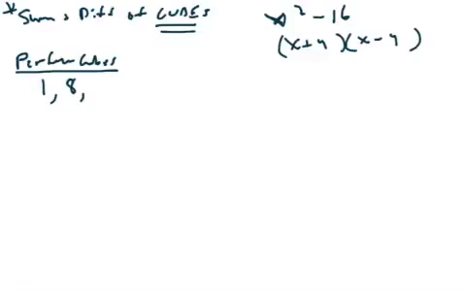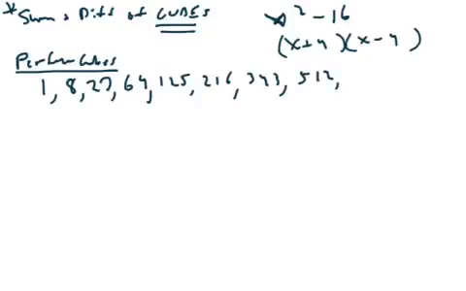So 3 cubed, 27. 4 cubed is 64. 5 cubed is 125. I'll see how far I can go. 6 cubed is 216. 7 cubed, 343. 8 cubed, 512. 9 cubed, 729. 10 cubed, maybe you know, 10 times 10 times 10, that'd be a cool 1,000. These are cubes.